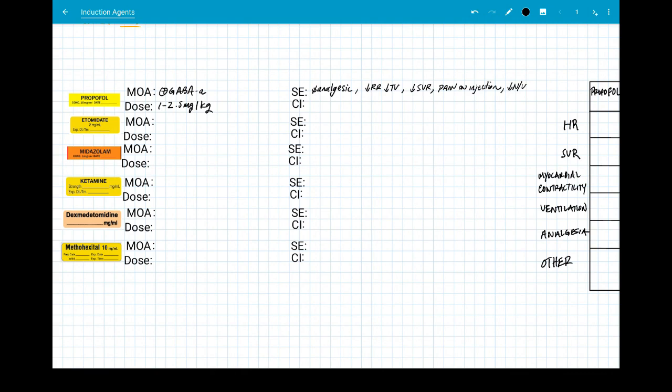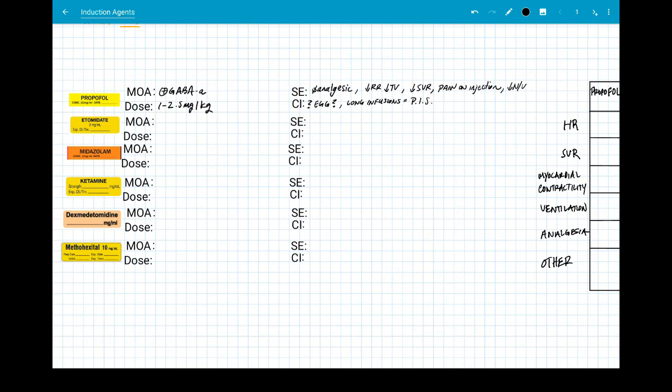Contraindications. The label says it's contraindicated in patients with egg allergy, but the literature doesn't suggest that. Another contraindication is long infusions, which can lead to propofol infusion syndrome.